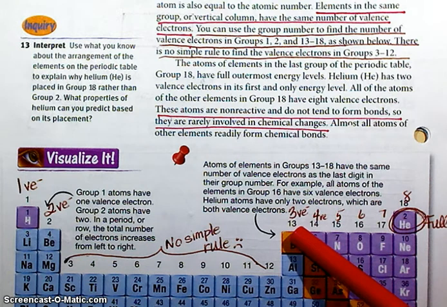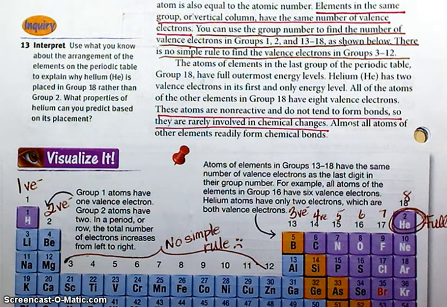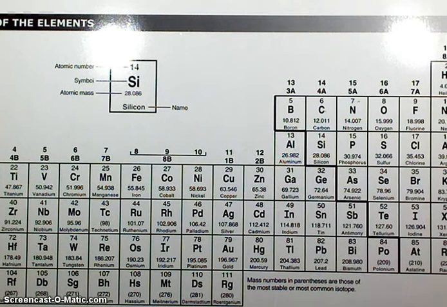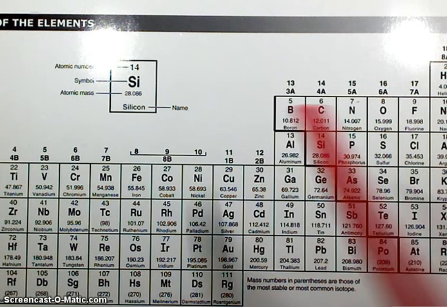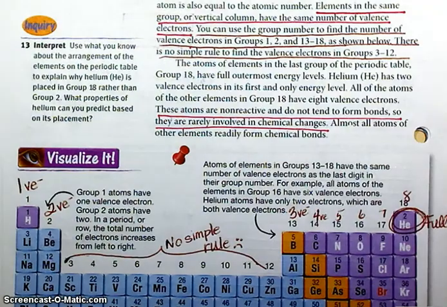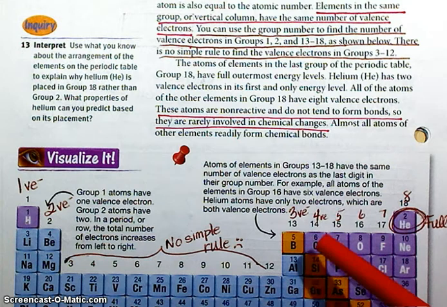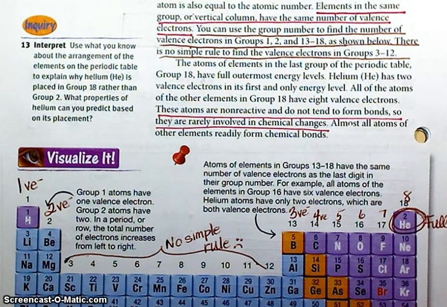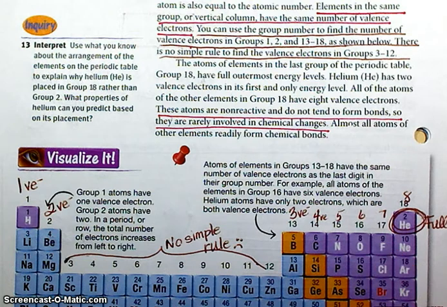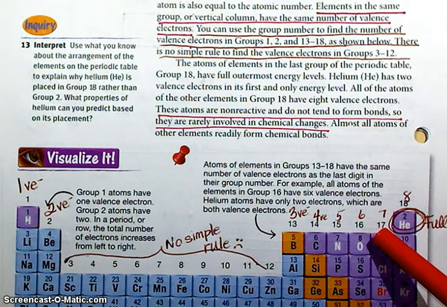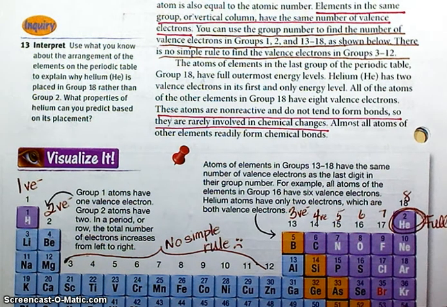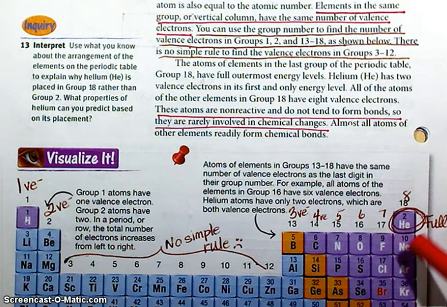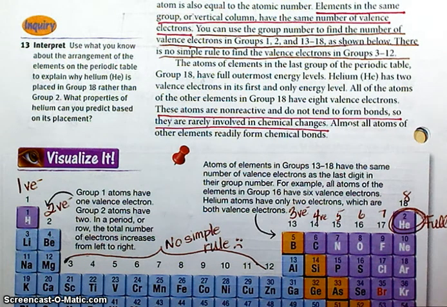This is column 13 or column 3A. Everything in that column has 3 valence electrons. Everything in this column has 4 valence electrons. Everything in this column has 5 valence electrons. Everything in this column 6, everything in this column 7, and everything in this column has 8 valence electrons except for helium.